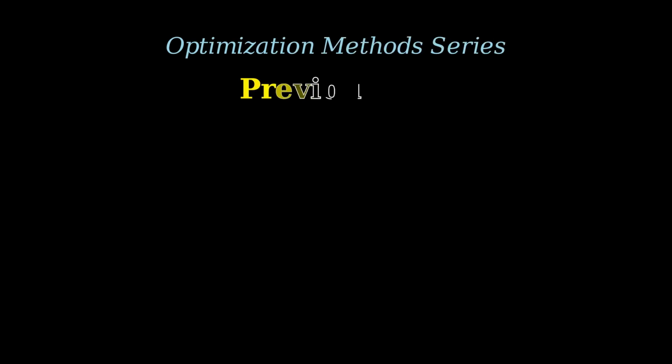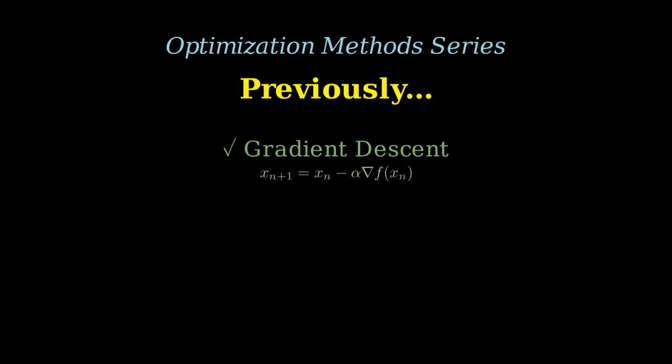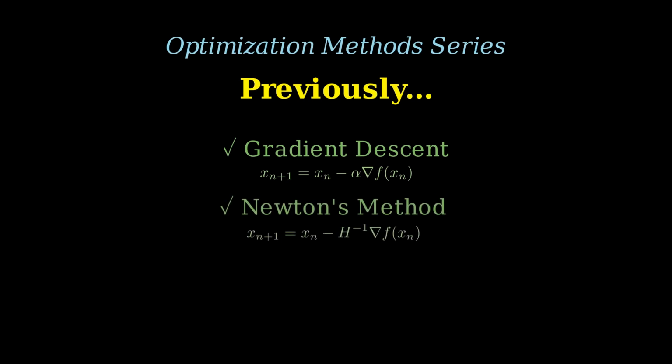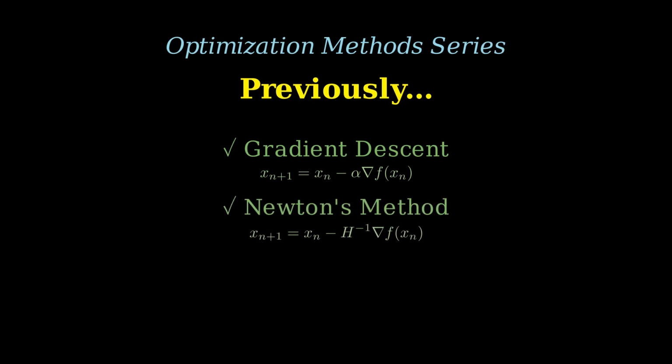In our previous videos, we covered two fundamental optimization methods. First, gradient descent. Simple, memory efficient, but painfully slow for ill-conditioned problems. Then Newton's method, amazingly fast, with superlinear convergence, but computationally explosive. Computing and inverting the Hessian is O of n cubed complexity, and storing it requires massive memory.